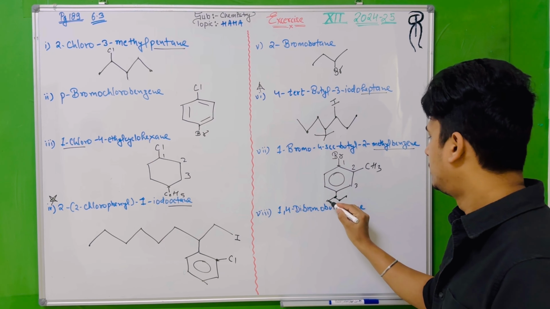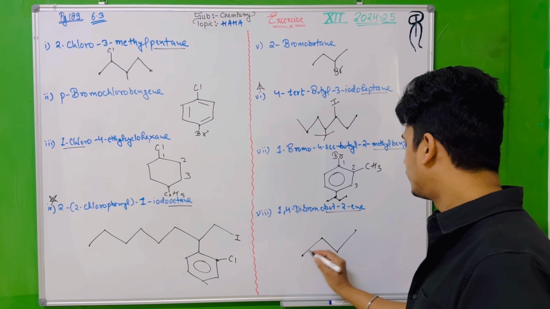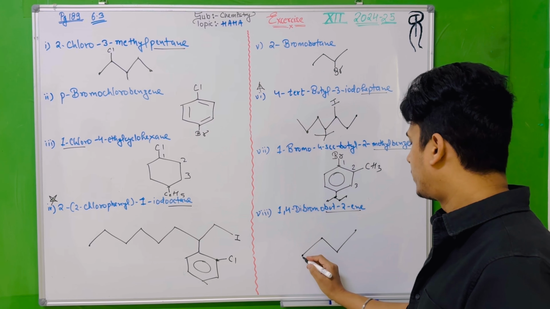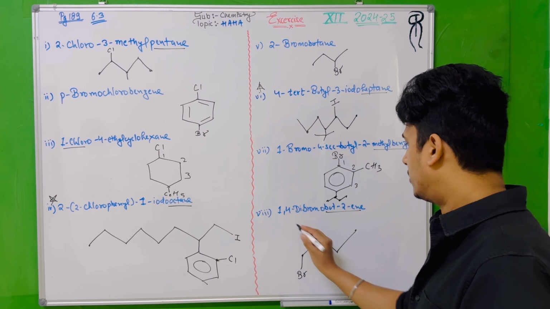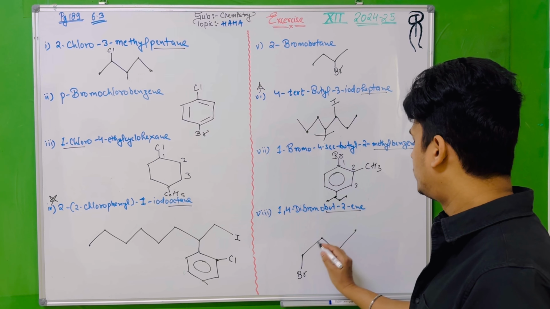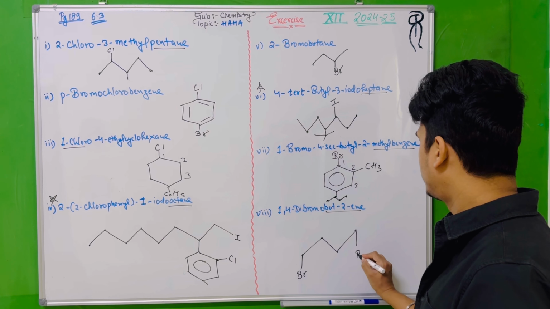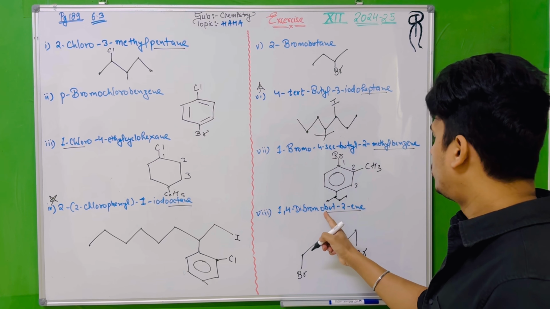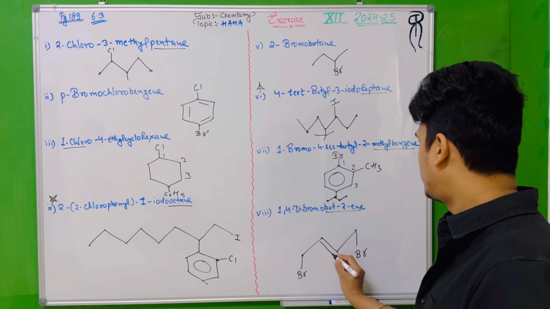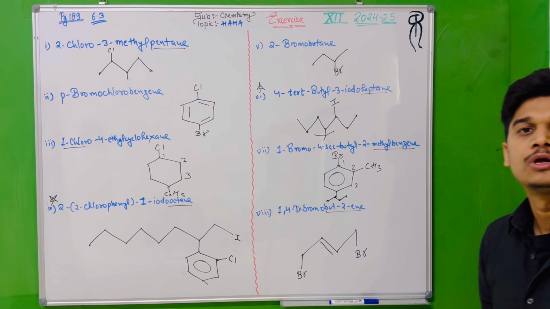1,4-dibromobut-2-ene. That means 1, 2, 3, 4. At position 1 there is bromine. At the fourth position, 1, 2, 3, 4, also there is bromine. Dibromobut-2-ene: at the second position we have a double bond. Over. So I hope you understood all these questions. Very simple. Let's meet in the next question, which is 6.4. Thank you.